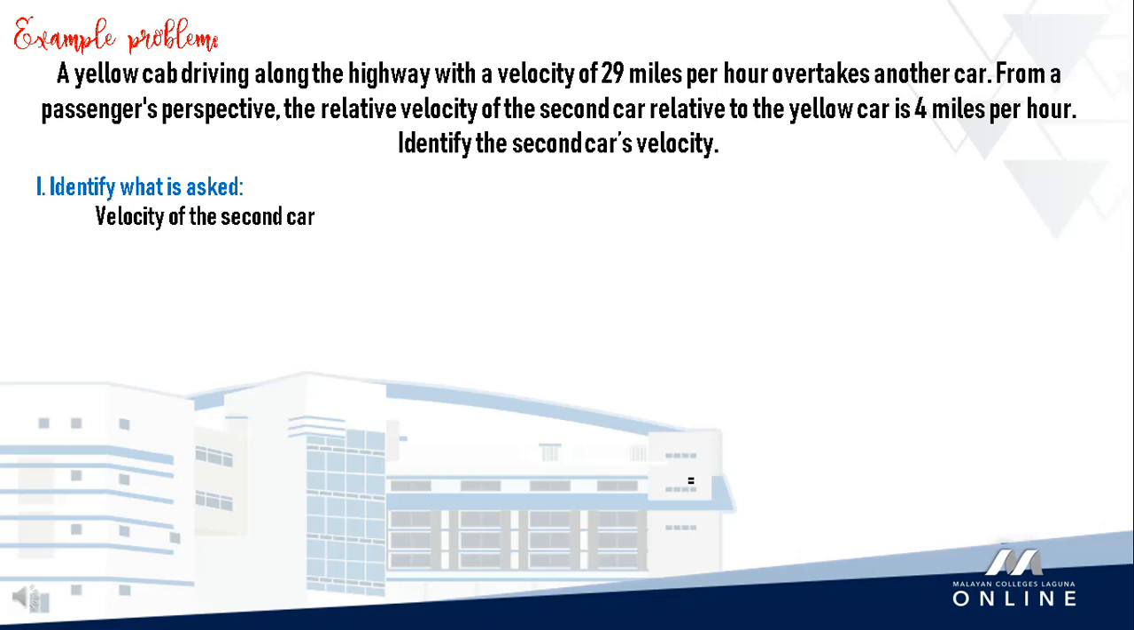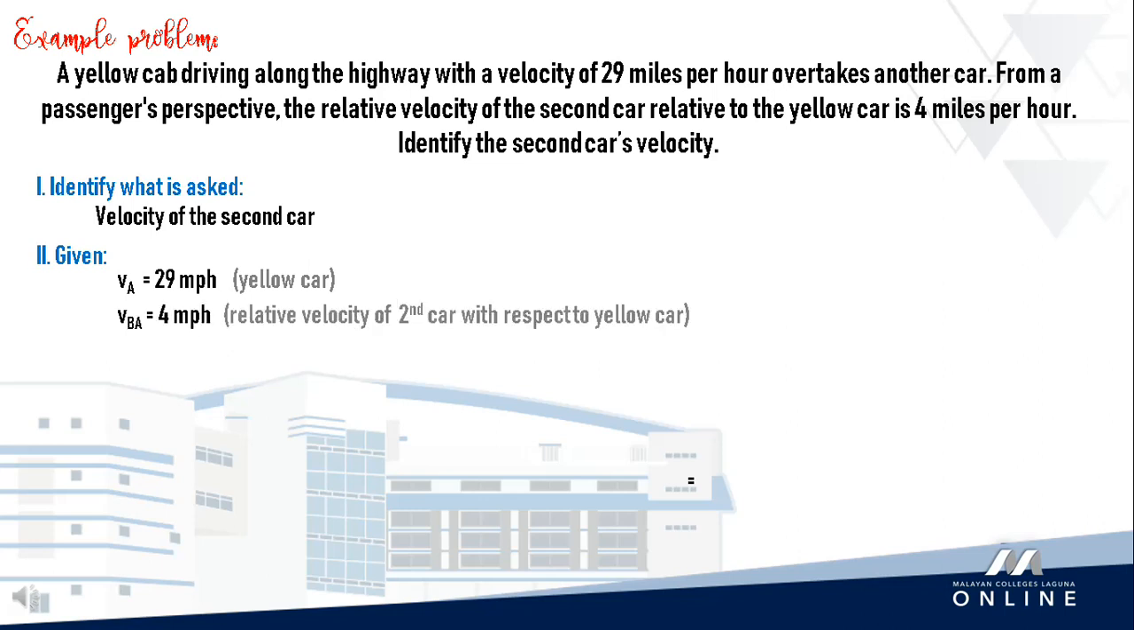In this problem, the yellow cab is our object A, and it has a velocity of 29 miles per hour. The relative velocity of the second car with respect to our object is also given as 4 miles per hour. Before I continue, may I know the correct working equation to be used? That is correct. It must be V sub BA is equal to V sub A plus V sub B.